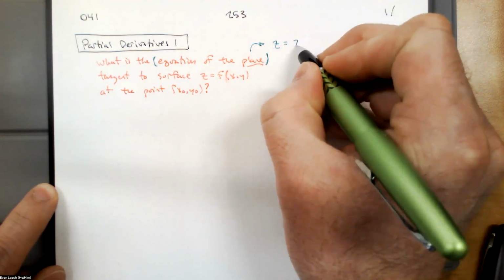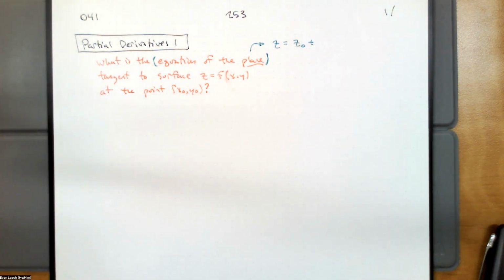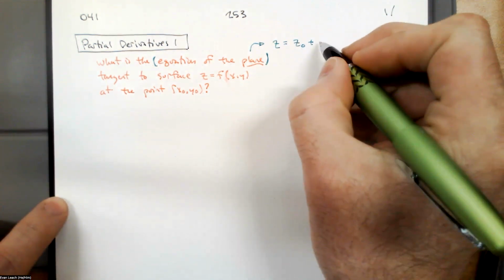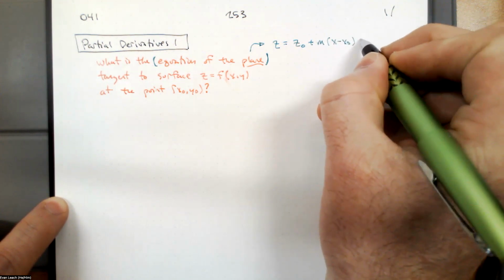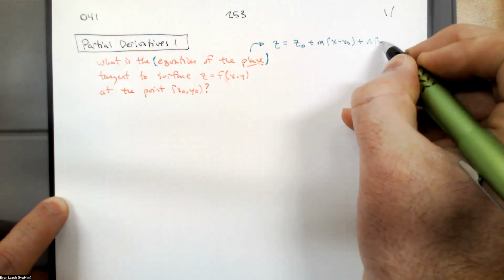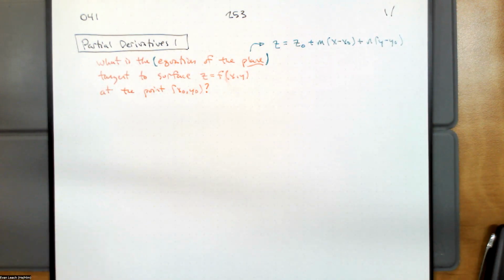We need a place to start. And since we have a plane, not just a line, we're going to need 2 different slopes. I'm just going to call them M and N for now. So the shopping list for this equation of a plane is a point and 2 slopes.